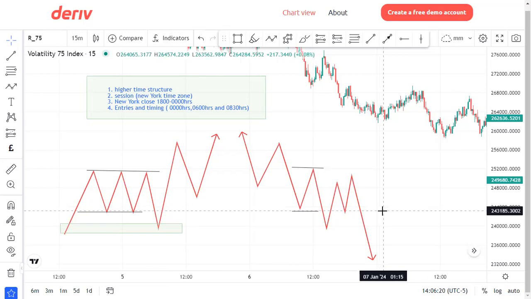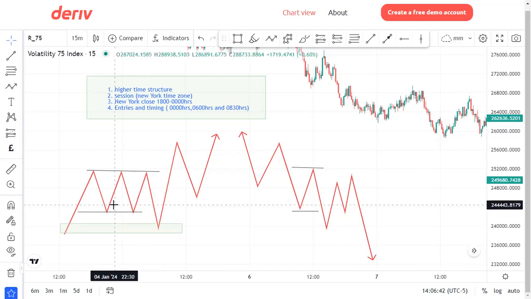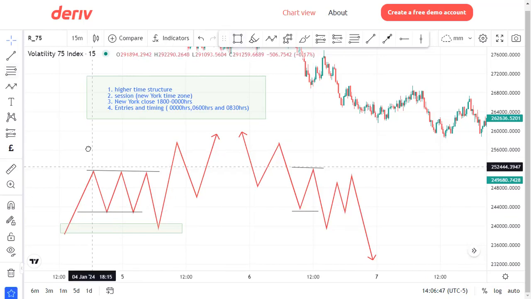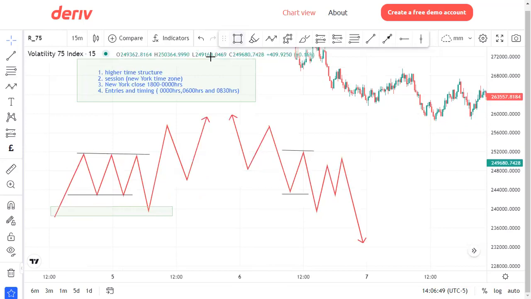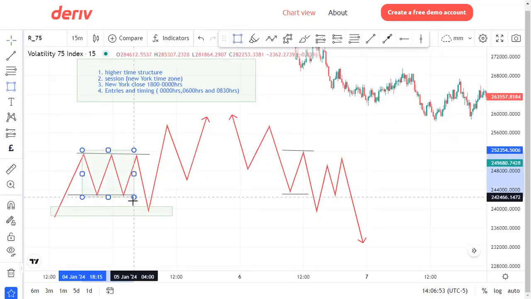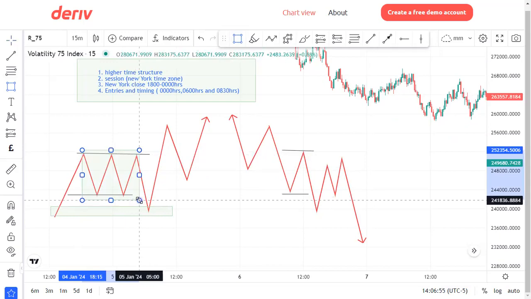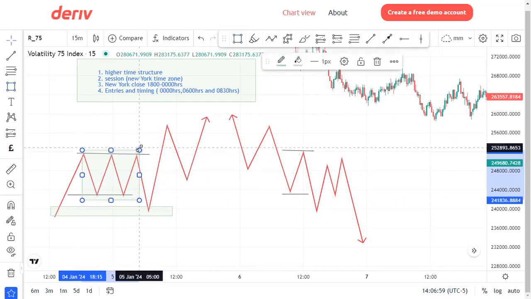You realize there is a session where New York closes at 6 to midnight. By that time, the market is not volatile. What V75 does most of the time is consolidate. So let's look at this diagram here. This session from here to here is the New York close to midnight.